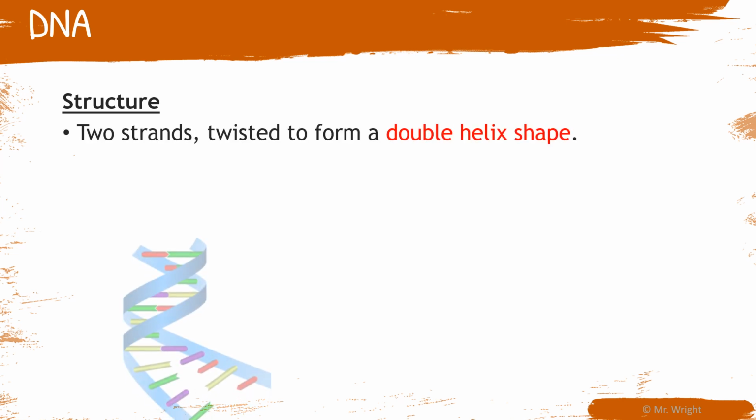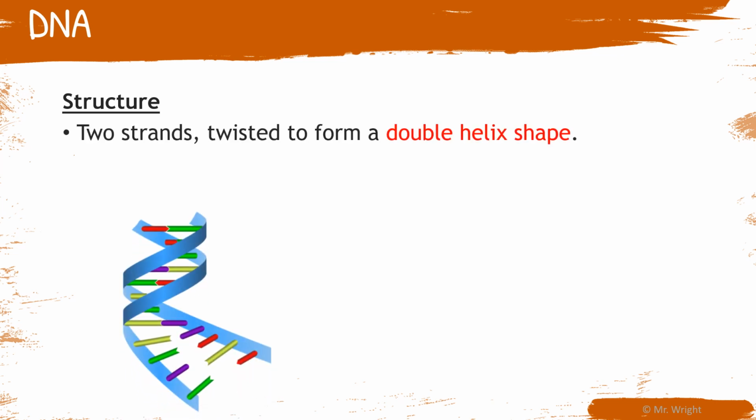Looking at the structure of DNA, we see that DNA consists of two strands which are twisted to form a double helix shape. If you look at the diagram, you can see the double-stranded nature of DNA as well as the twisted nature of DNA, which gives it that characteristic double helix shape.